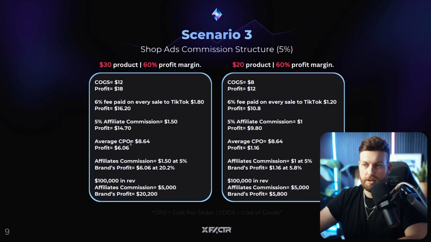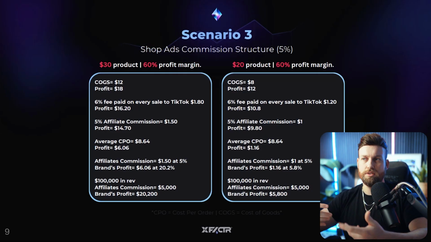We've got the cost per order or cost per acquisition. And then we've got $1.50 for 5% for the affiliate commission, $6.06 for the brand's profit. And then we're looking at a 20,000 profit, 5,000 commission for the affiliate with 100K, right? And you see over here, same thing, running the same scenario. You can see that both brand and affiliates make a pretty close amount of money on a $20 product at 60% margin. So those are kind of the three scenarios.